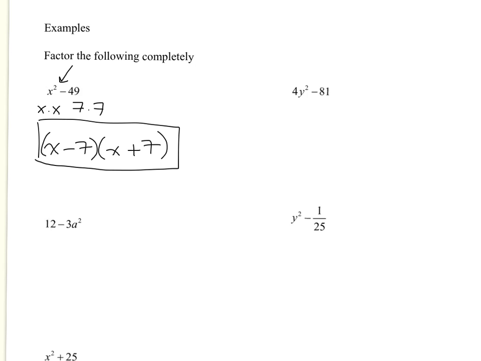If I want to check it, I could FOIL it. X times x is x squared. X times positive 7 is 7x. Negative 7 times x is negative 7x. And negative 7 times positive 7 is negative 49. Those cancel. There's your x squared minus 49. So really, this is a really easy factoring technique.